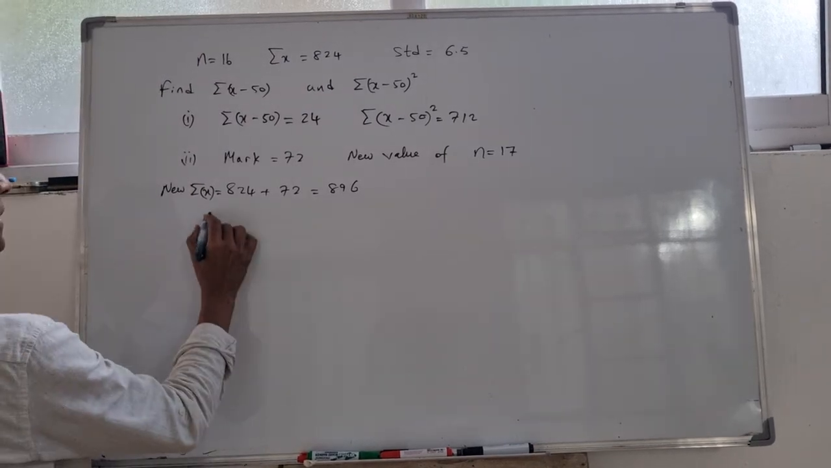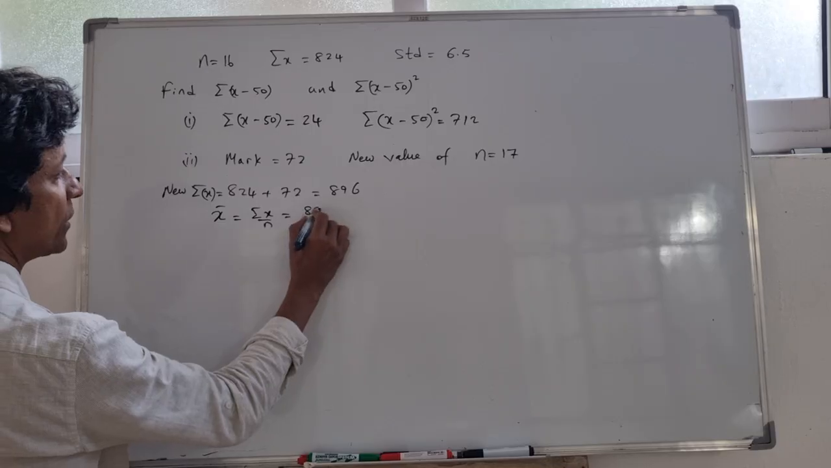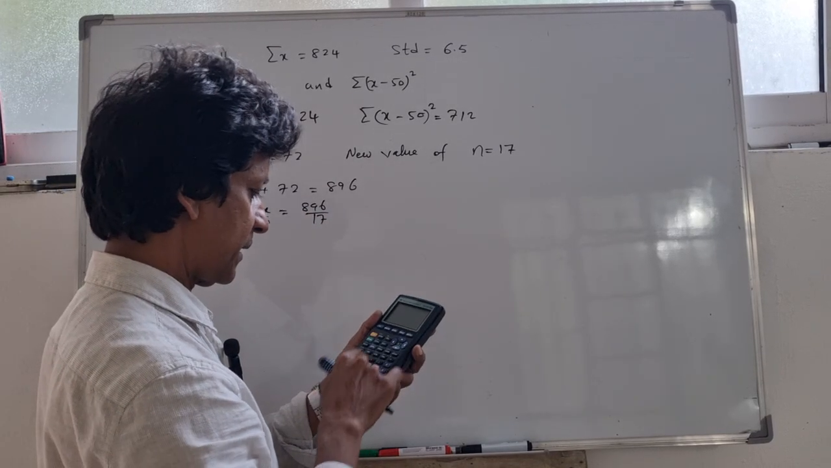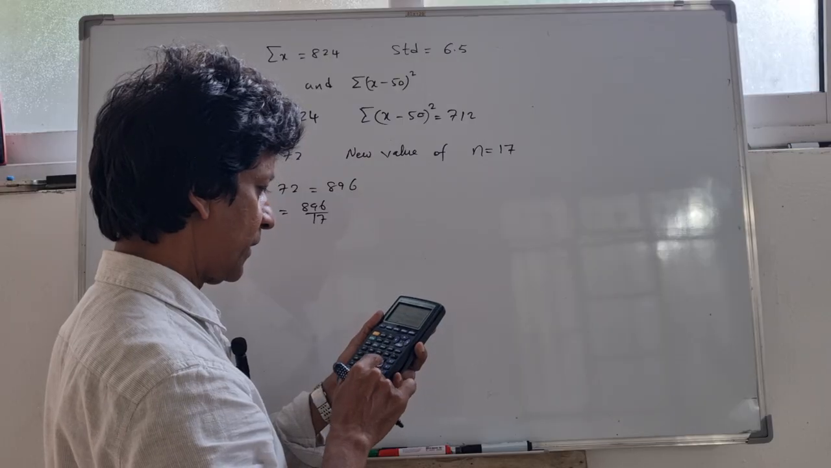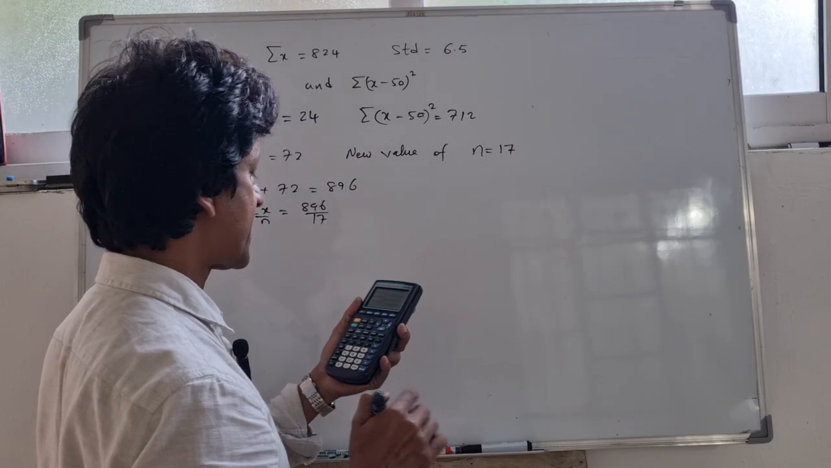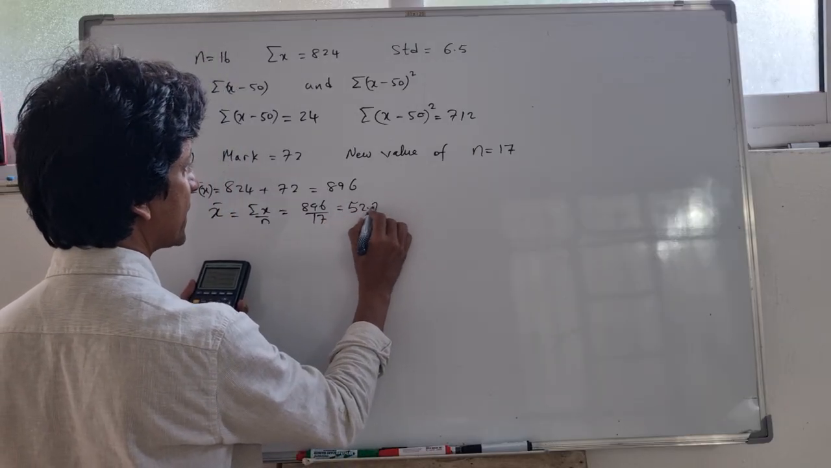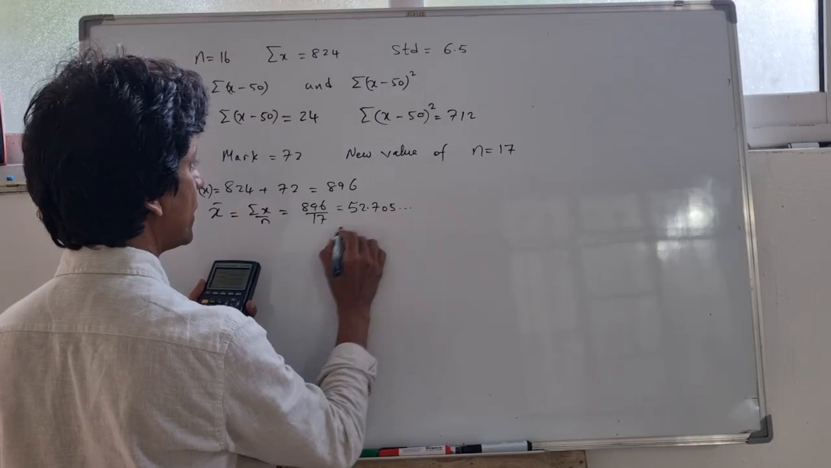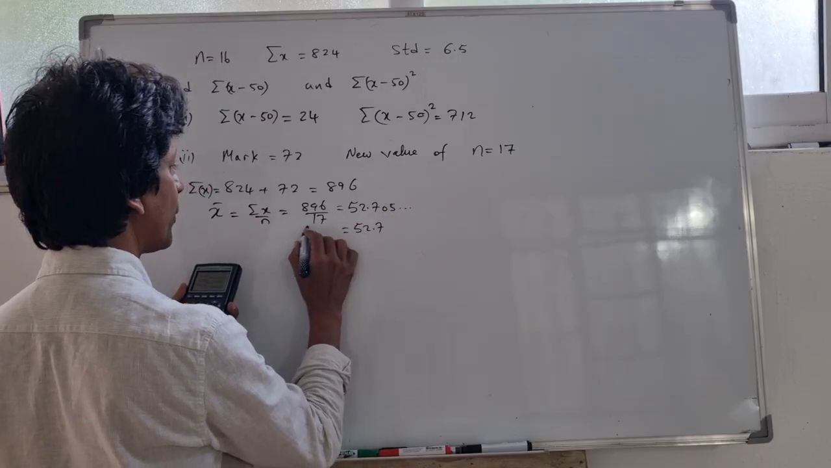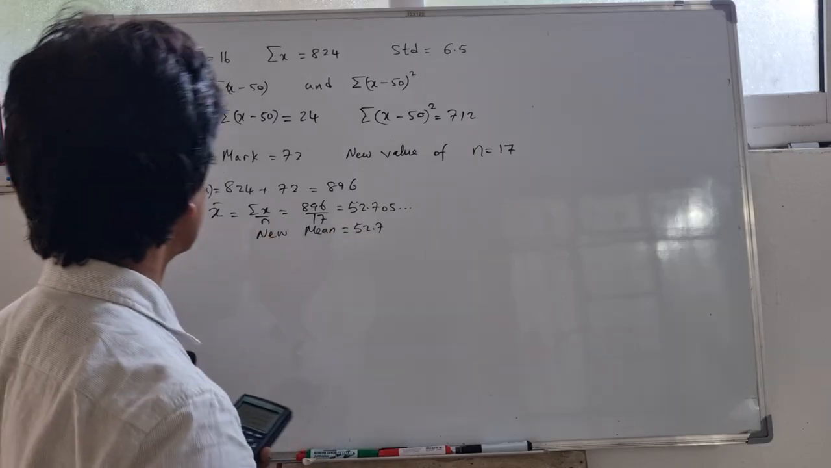So if I want to find the mean, it is the sum of x divided by n. So 896 over 17 now. So that's 896 divided by 17, which turns out to be 52.705 and so on. So to one decimal place, I would say 52.7. That's the new mean. Is there another way of finding this new mean?